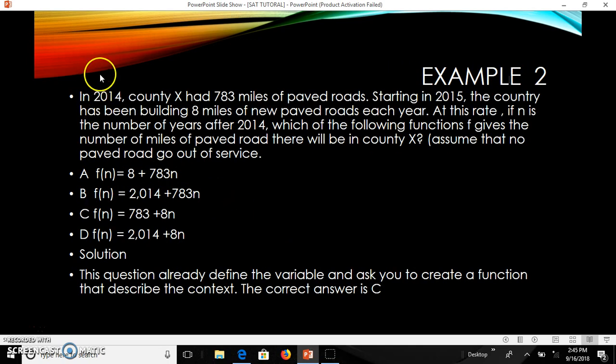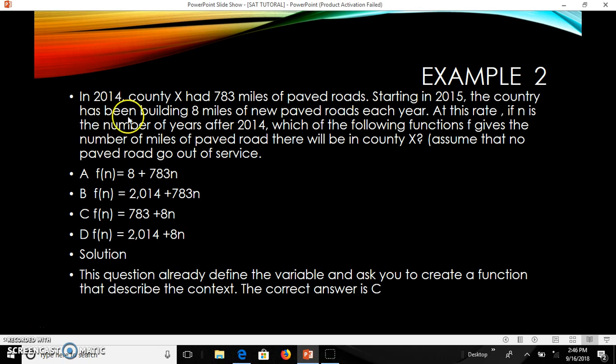Now, same question, asked in a different way. In 2014, country X had 783 miles of paved road. Starting in 2015, the country has been building 8 miles of new paved road each year. If n is the number of years after 2014, can you see that? Which of the following functions f gives the number of miles of paved road there will be in country X?